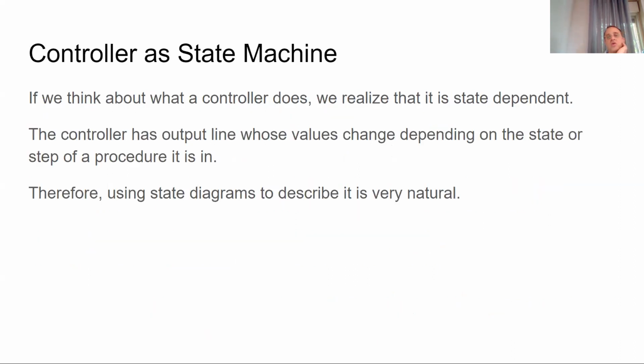If we think about what the controller does, we realize that it is state dependent, right? In MIPS, if you just think about what it does, if it's in the third stage of the operation, it does something different than it's in the fourth stage. So it has to know what to output now. It has to know what stage it was last in. The controller has output lines whose values change depending on the state or step of the procedure it is in. Therefore, using state diagrams to describe it is very natural.